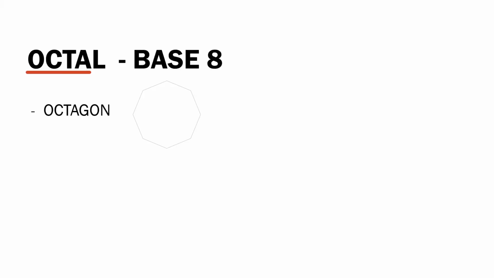Me, I think of an octagon. An octagon is a polygon with 8 sides. So octa is associated with the number 8. So the octal number system is a base 8 number system, because it uses numbers from 0 to 7: 0, 1, 2, 3, 4, 5, 6, and 7 to represent the numbers. So again, 0 to 7, a total of 8 including 0.